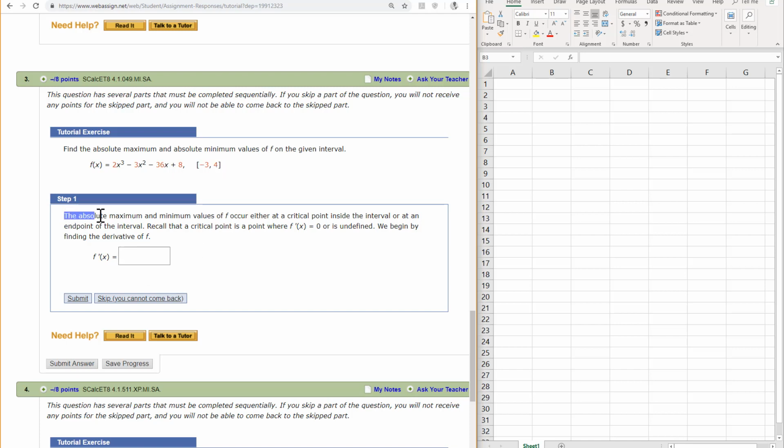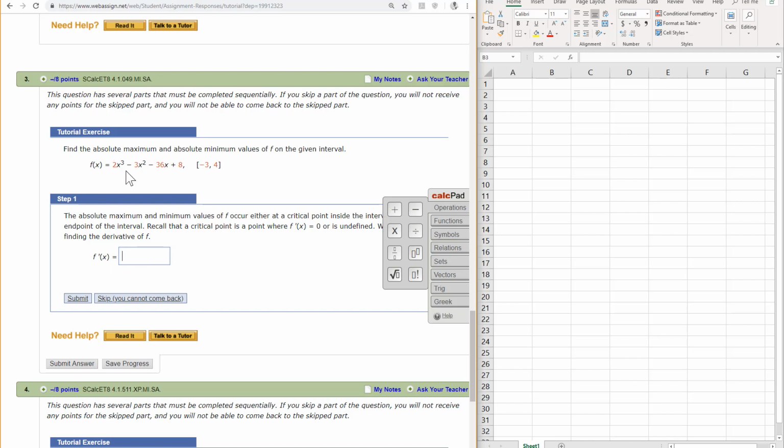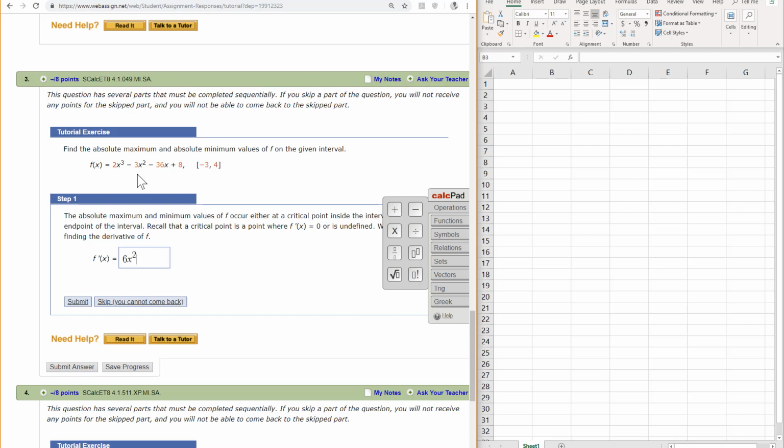The first thing we want to do is find the critical values, and we're only interested in the critical values within the interval -3, 4. To find the critical values, we need to take the derivative. This is a polynomial, so it should be fairly easy. We get 6x raised to the second power, then a minus 6x, and then a minus 36, and then plus 0.